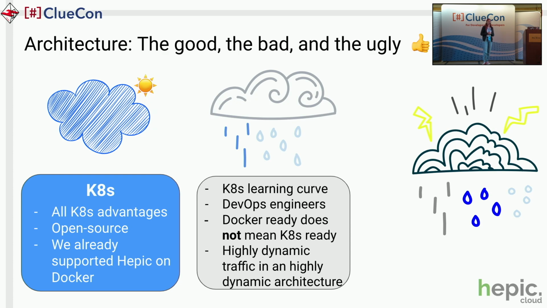Because with Docker, no architecture topology is enforced on you, whereas on Kubernetes, you need to go into microservices. And on Hepic on-prem, we were a service-based architecture, so we are talking about moving into one of the hardest architecture topologies on the market, which is microservices.